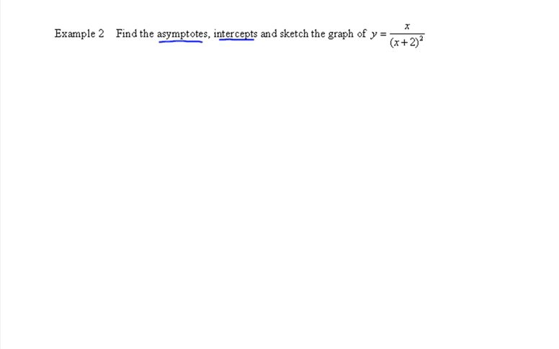Okay, so where do you want to start? Let's start with intercepts. Which one do you want to do first? Y. Okay, so for the y-intercept, we set x to 0. 0 over 0 plus 2 squared is 0. So that would be the point (0, 0).